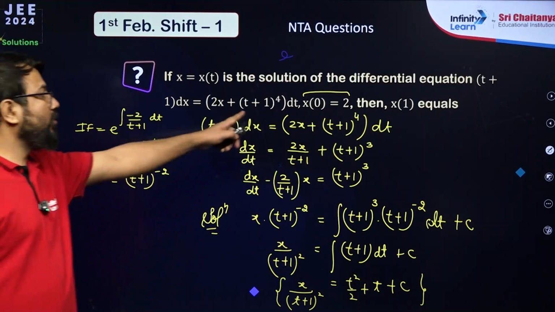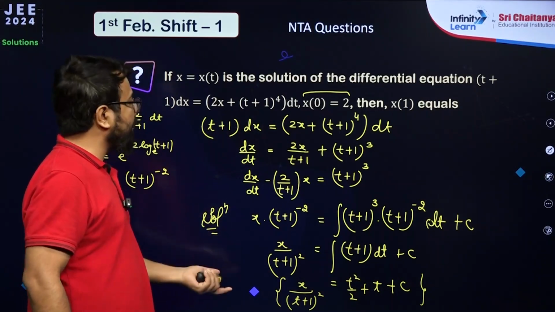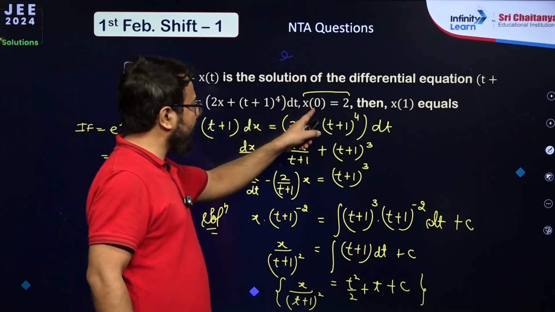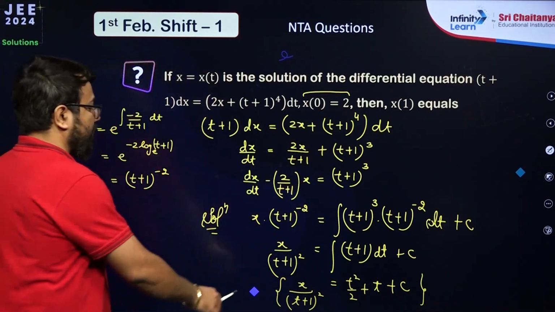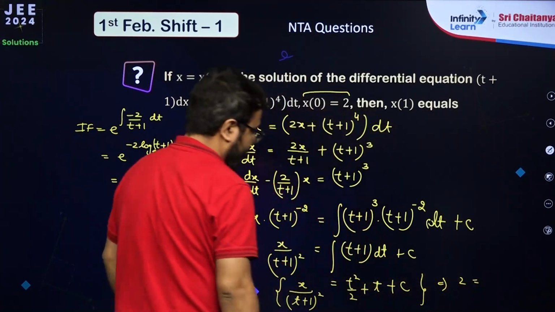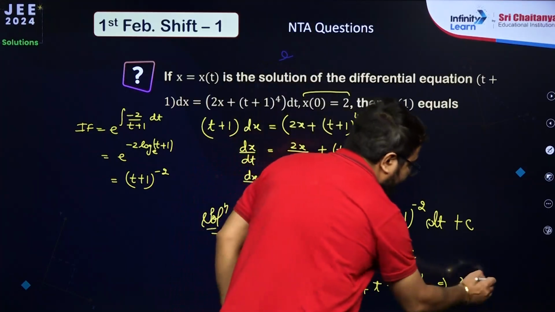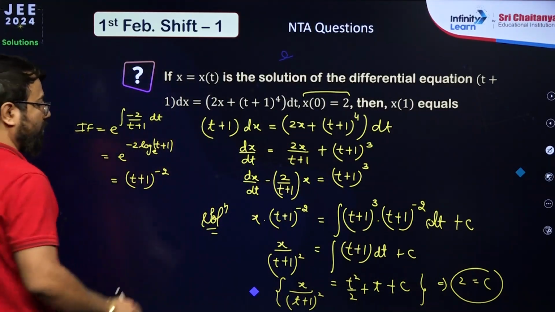Now they have given 0 comma 2. That means if I replace the value of t with 0, then the value of x is 2. So this becomes 2 on the left hand side on replacing t as 0. Here also 0, here also 0. So c value is 2 directly.